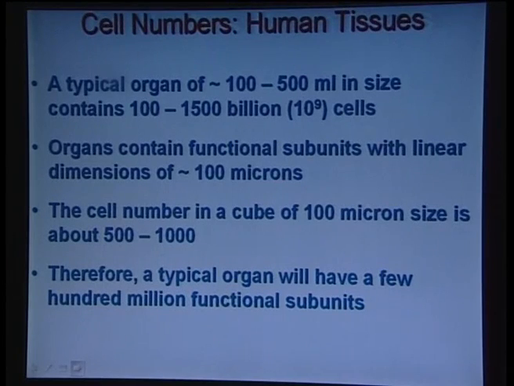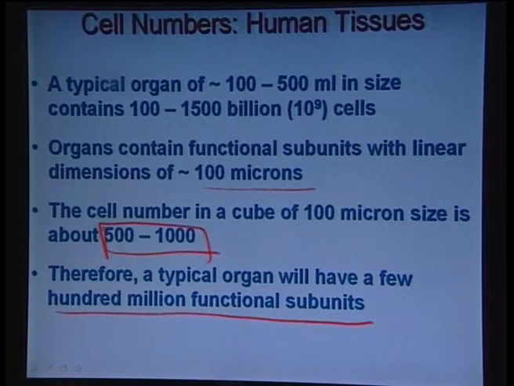Now, a typical organ of 100 to 500 milliliter in size contains typically 100 to 500 billion, 10 to the power 9, cells, and organs contain functional subunits with a linear dimension of typically 100 microns, and the cell number in a cube of 100 micron size would be about 500 to 1000. Therefore, a typical organ will have a few 100 million functional subunits. Now, these functional subunits, typically 500 to 1000 is the cell number that is there in a cube of 100 micron in size.